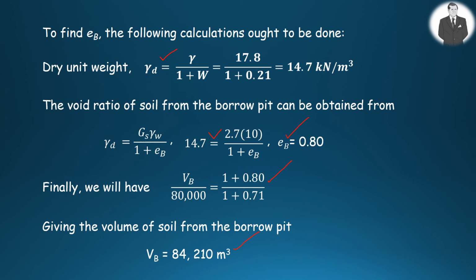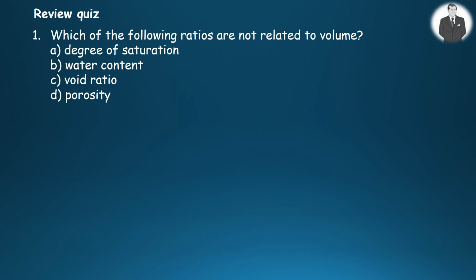Okie dokie. Now it is time to take a quiz. The first question, which of the following ratios are not related to volume? Yes, it is B. Good for you.